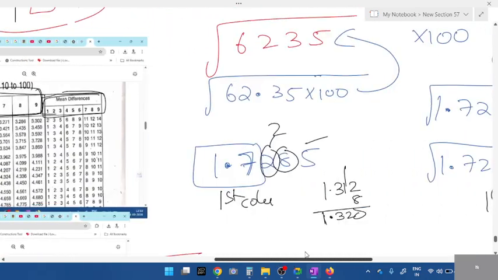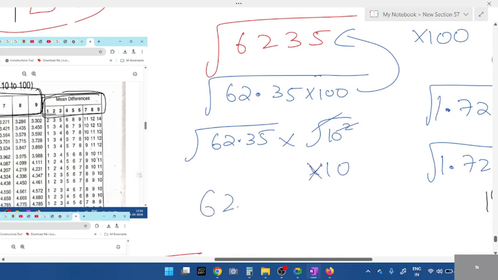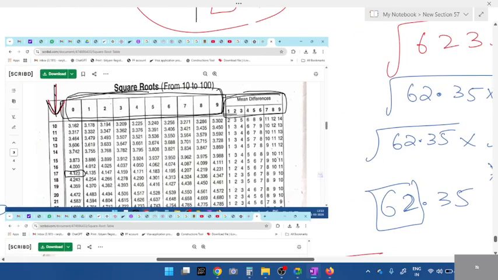Okay, last question. This one, 62.35. So 6235 maximum, like this. If you get a question like this, 6235, take 62.35, square root of 62.35 and the square root of 100, you can write it as 10 separately. So it becomes 10. Let us find the square root of 62.35. Take the first two numbers. It is not 6.25, it is 62. Go to 62, column 62.